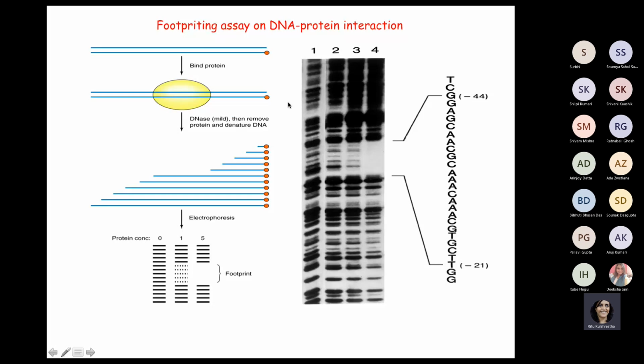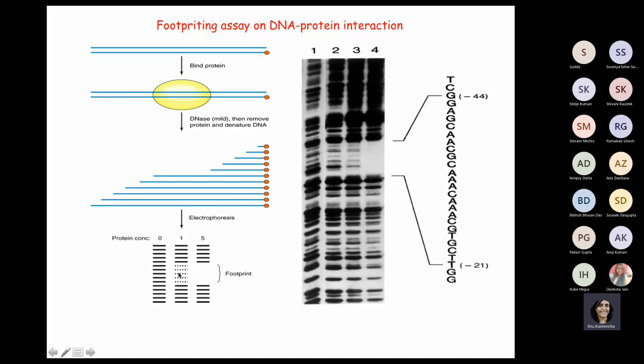So what you will get is a fragment this size, this size, this size, this size, this size, this size, this size, and then directly this size from here till here. Then this size, this size, this size, this size, and so on. Then you run it on a gel. So what you will see is the footprint of that DNA. You run it on gel and you figure out that the bands which are missing here are the region where the protein is actually bound.